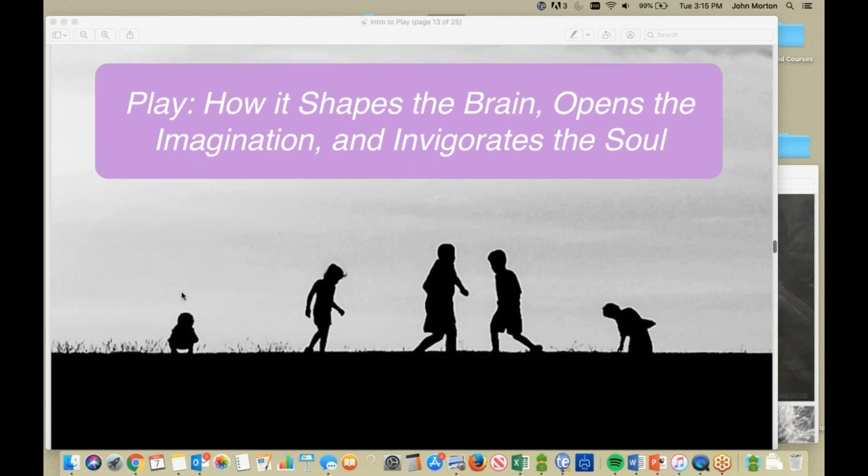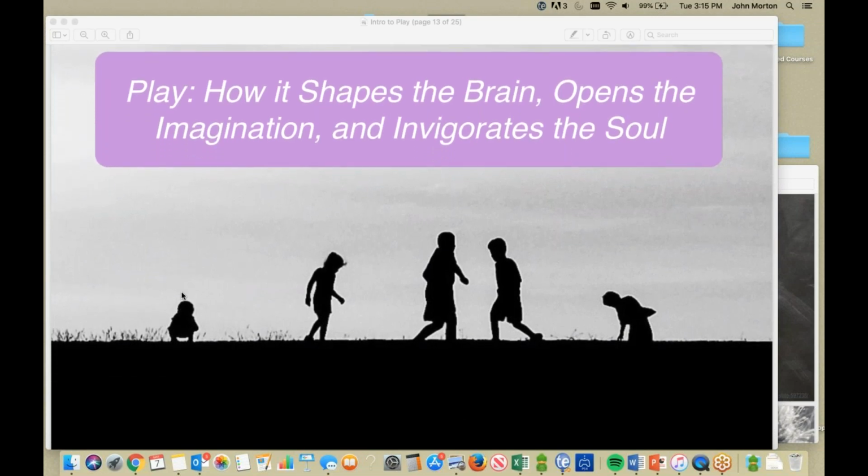All right. So when we think about play, it says play, how it shapes the brain, opens the imagination and invigorates the soul. Sorry. I think that might seem overdramatic, but the reality is that play really does shape so much of how we view the world, of what we think about certain situations, especially from a developmental standpoint.